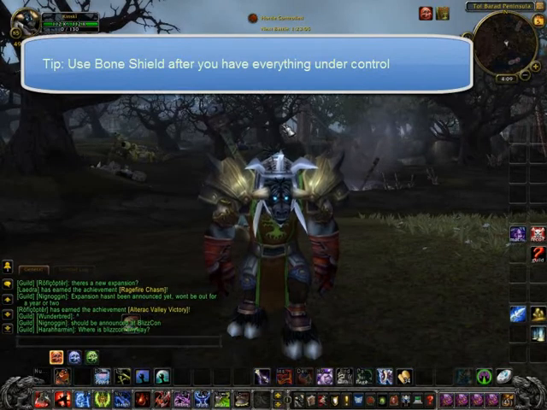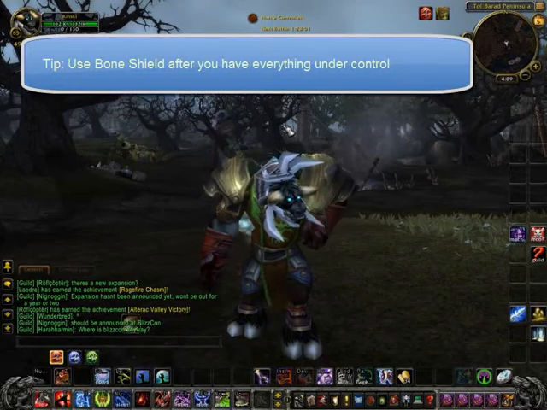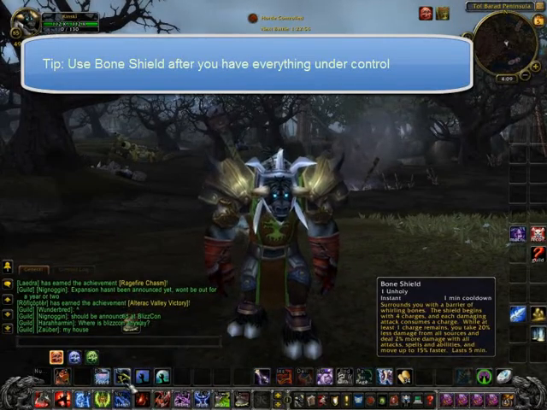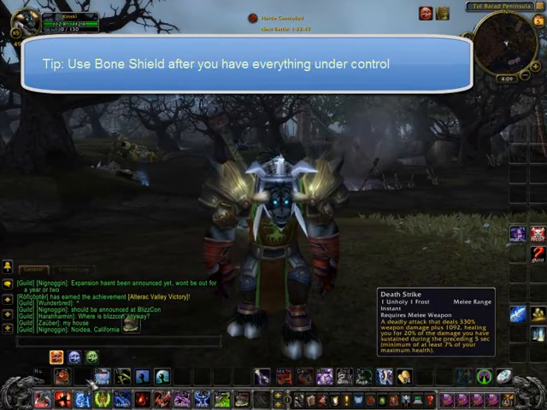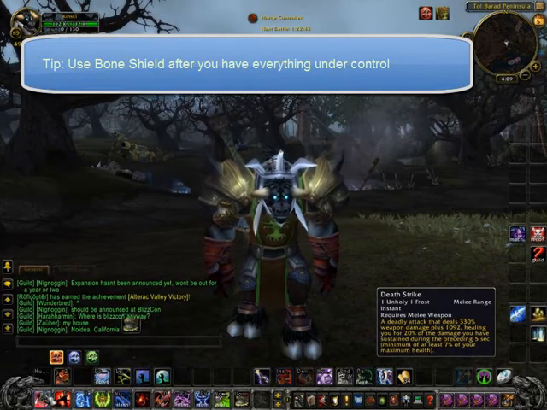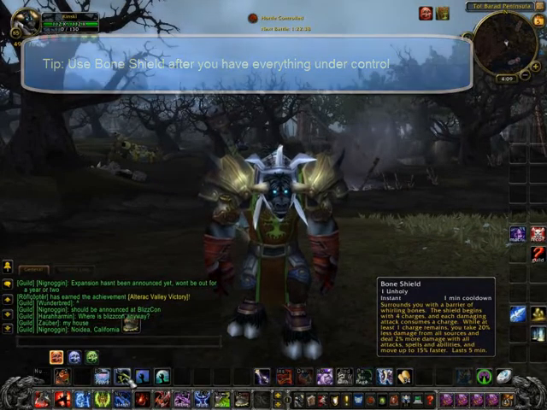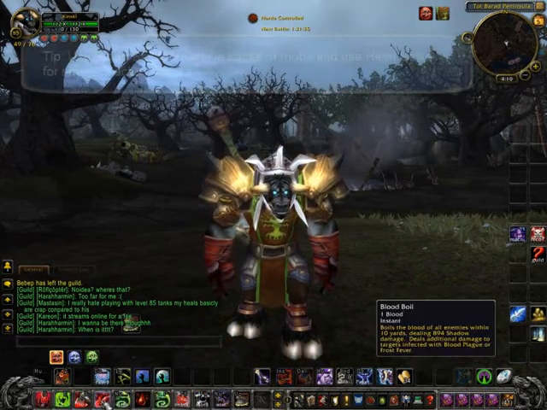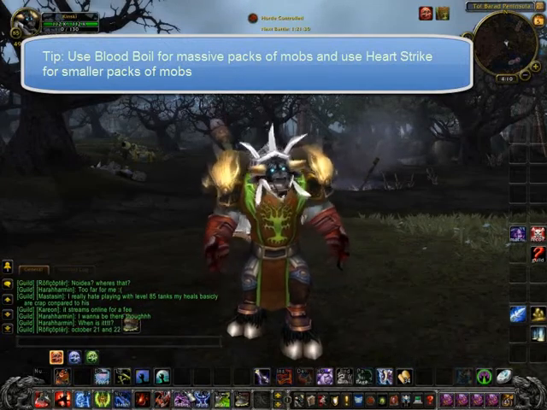As a rule of thumb, I usually only use Bone Shield after I have everything under control in the pull. The reason why, if you look at the tooltip for Bone Shield, is it consumes 1 Unholy Rune. So that said, in a way, you're trading Bone Shield for a Death Strike. And you may not always want to do that. For that reason, I'll usually wait until, like I said, the pull is under control, and then I'll use Bone Shield.